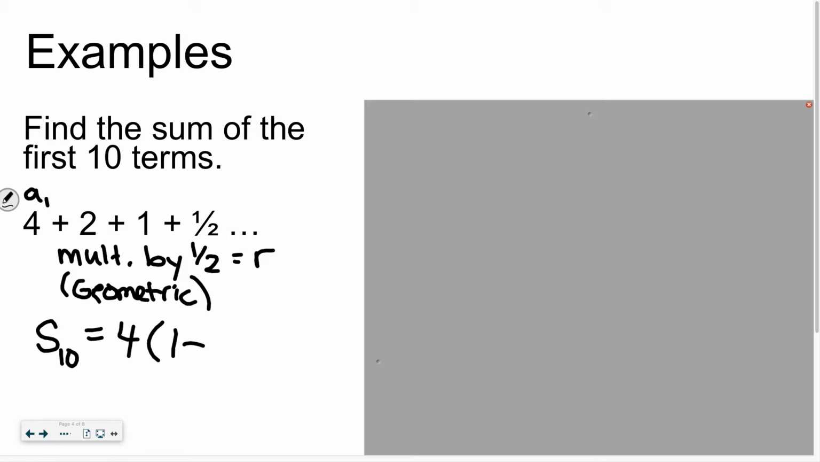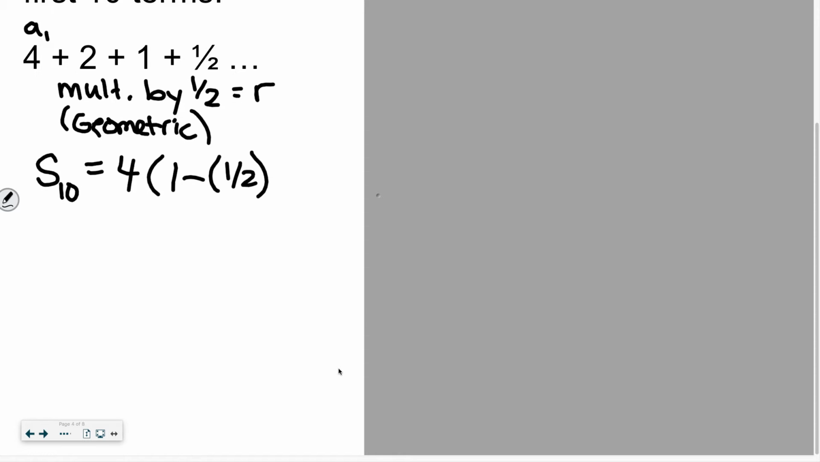Now you could do 0.5. If you're going to do 1/2 in your calculator, I'm not sure how those small calculators work with the fraction, but I would encourage you, if you have negatives or fractions, put it in parentheses, just to be on the safe side. If you need them, then you have them. If you don't need them, then it's not a big deal. They're there, but they're not hurting anything. And we've got to raise that to the 10, and then divide by 1 minus 1/2.